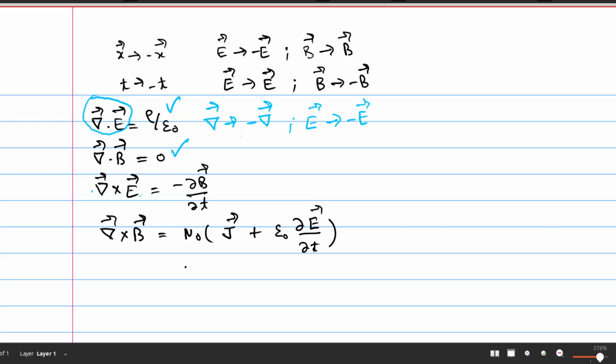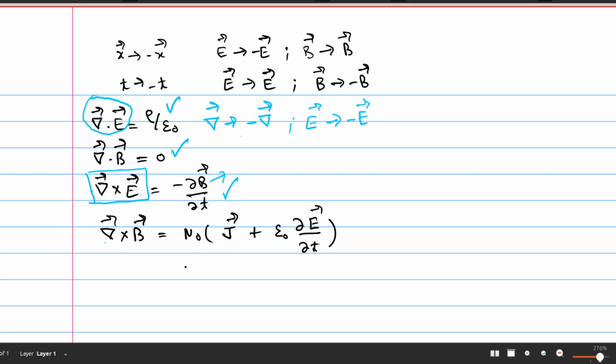In the third equation, del goes to negative of itself, E also goes to negative of itself, therefore this curl of E remains invariant. While on the right hand side, B remains invariant and t remains invariant because we are considering the parity transformation, and in parity transformation it's the spatial coordinates which change sign and time remains invariant. Therefore the right hand side of this equation also remains invariant, therefore this equation remains invariant.